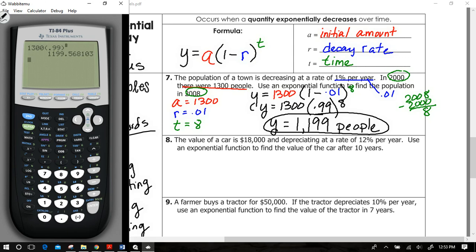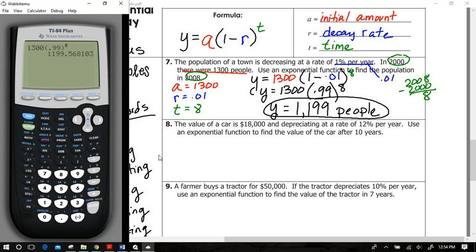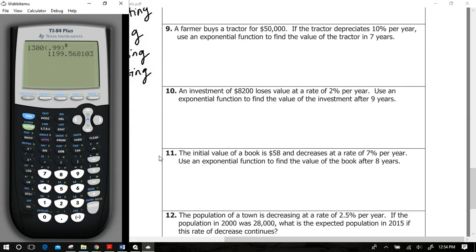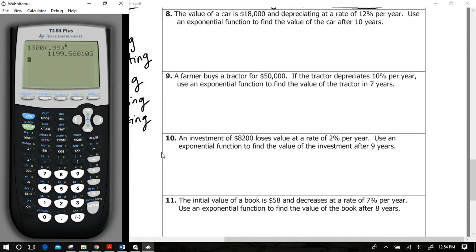All right? So I think that you guys are ready to, at the very least, look at numbers 8, 9, and even 10 and 11. Okay, I want you to try these 4 problems. Even if all you're able to do is to identify the A, the R, and the T, I want you to do that and then check back in with me. All right, so pause your video while you do that.